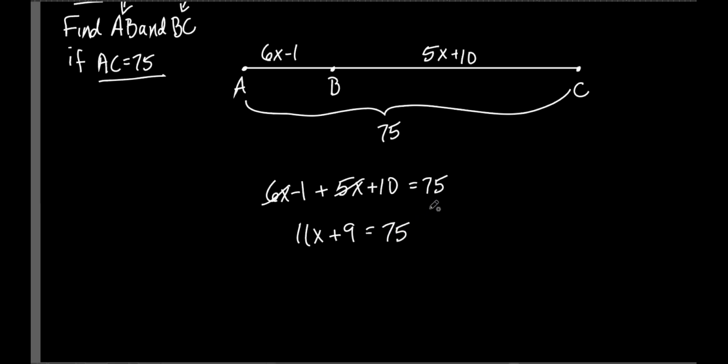Now we go through and we solve for x. We've done that before. We've had quizzes on it and everything else. So minus 9 from both sides. That cancels. Bring down the 11x. 75 minus 9, 66. I'll give that to you.